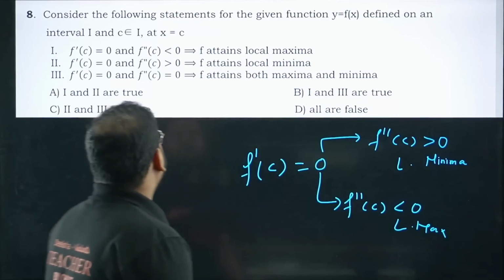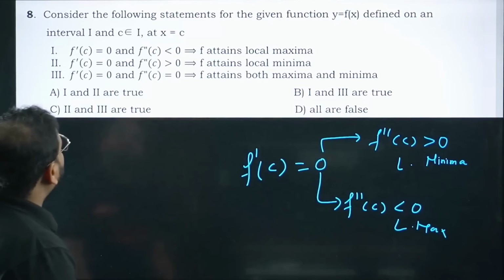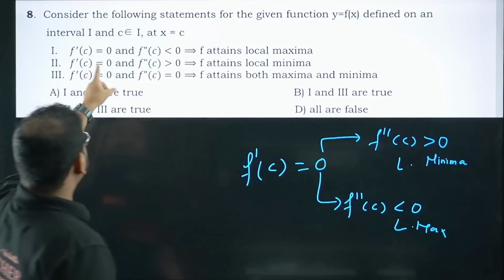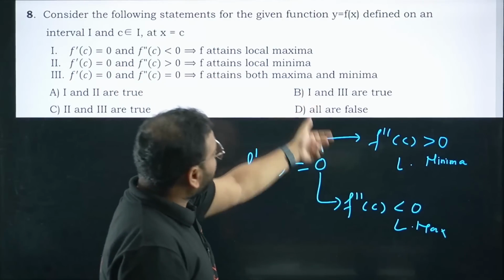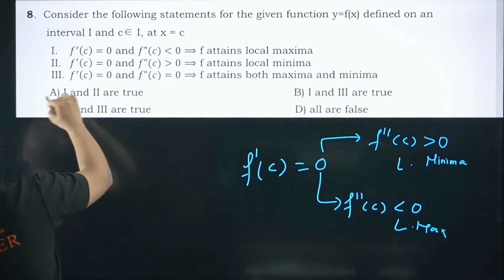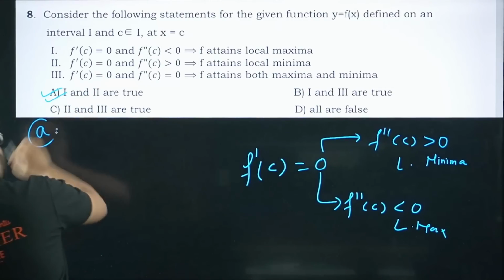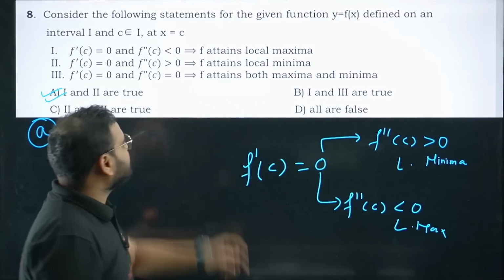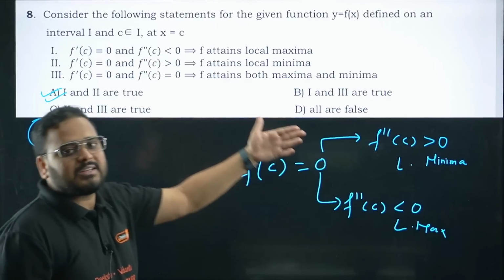Now check the options. We have f dash of c as 0, less than 0, so local maxima, correct. Greater than 0 means local minima. Both options are right. Both 1 and 2 are right, so option A is correct. This is the inflection point, no? We can't check; we have to check for the next higher order derivative.